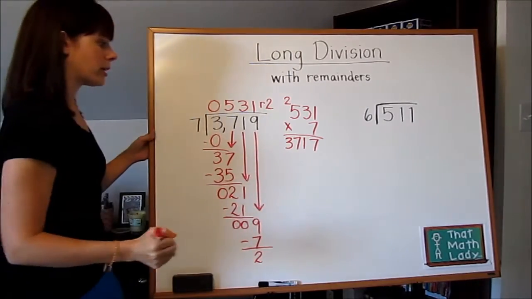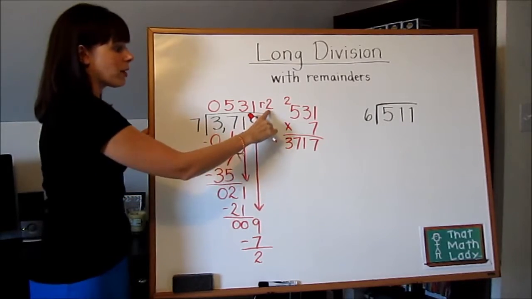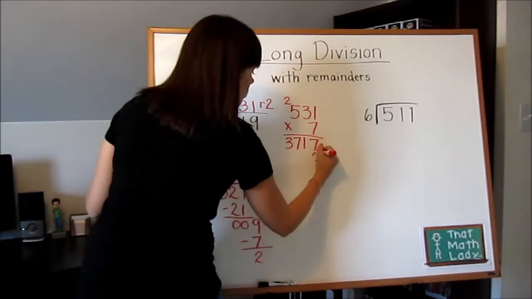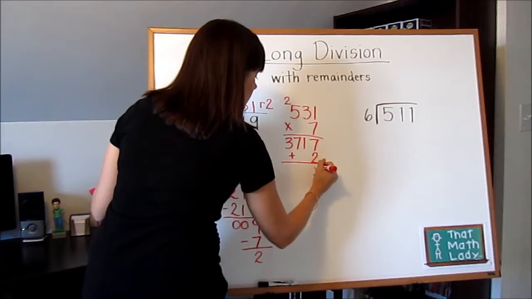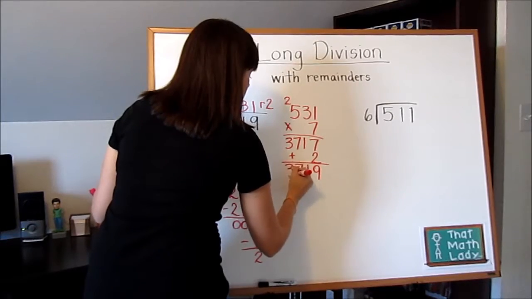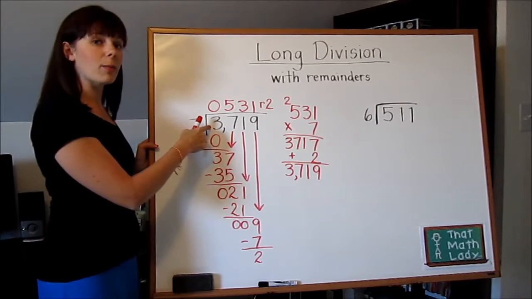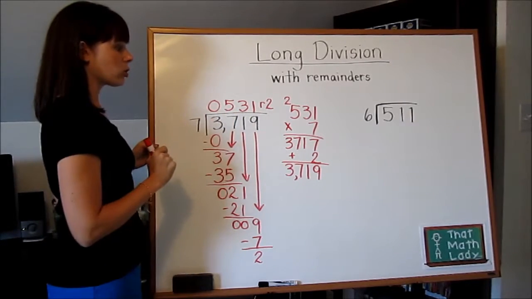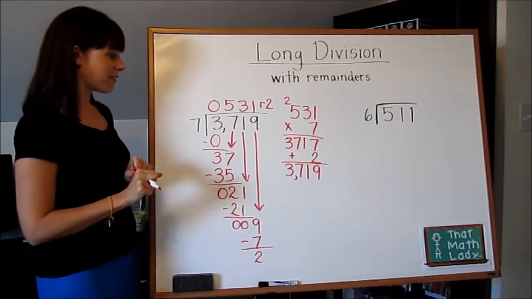All right, I'm almost done. As you can see, I'm very close to my original number here. But I have that remainder there, and what we do with the remainder is we add it on. So I'm going to take 2 and add it to this number. 2 plus 7 is 9. Then you bring down the rest of them. And as long as this bottom number right here matches your dividend inside the box, then you know you did it correctly. So 531, remainder 2, is the answer to 3,719 divided by 7.